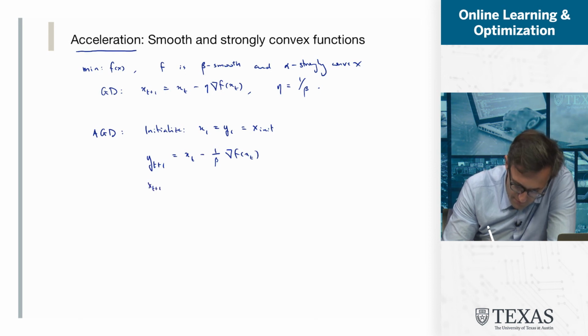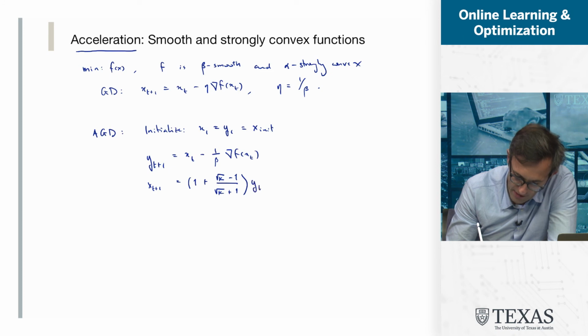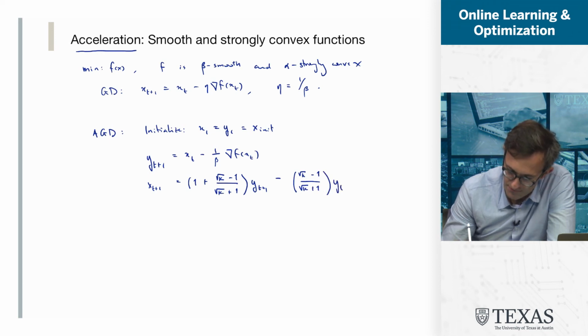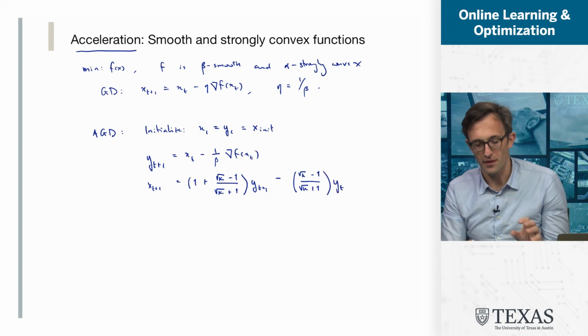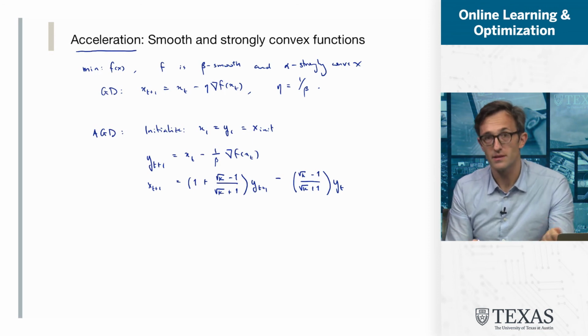xt plus 1 is then equal to 1 plus square root of the condition number kappa minus 1 over square root of kappa plus 1 times yt plus 1 minus square root of kappa minus 1 over square root of kappa plus 1 times yt. So note that xt plus 1 is this convex combination between yt plus 1 and yt.